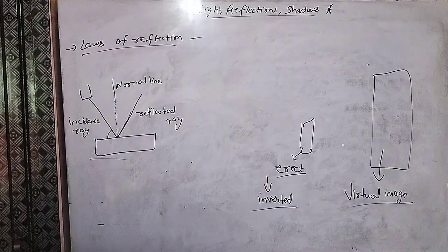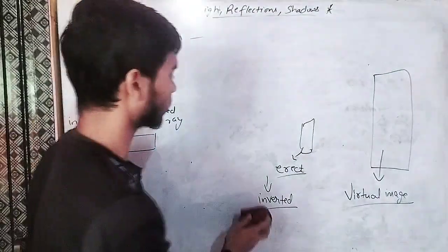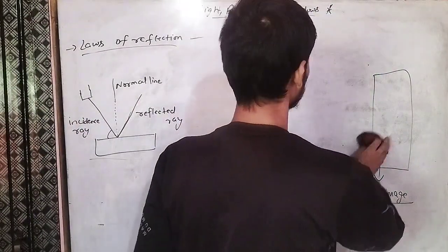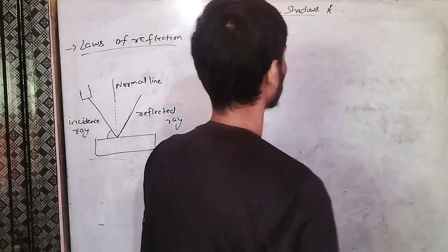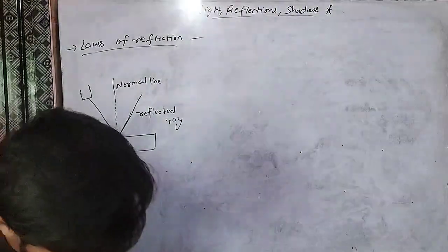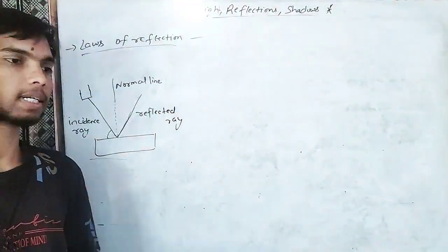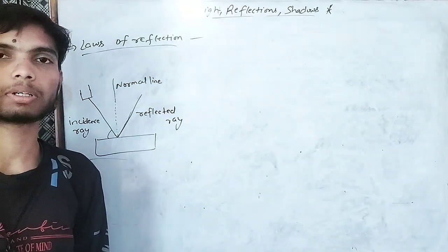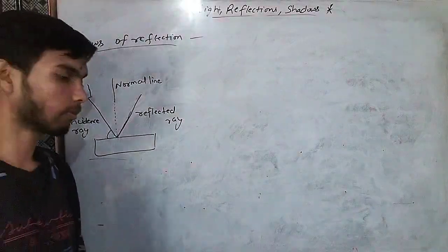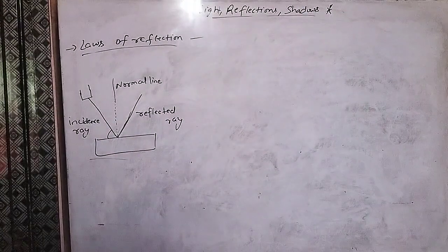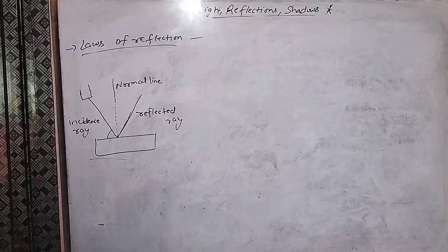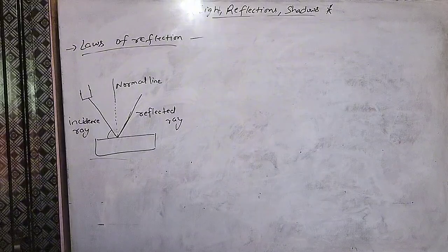Now it's time to understand the types of reflection. There are two types of reflection, regular and irregular. First is regular reflection and second is irregular. Irregular is also called diffused reflection. Through the word we can understand the meaning of irregular reflection. Can you explain?